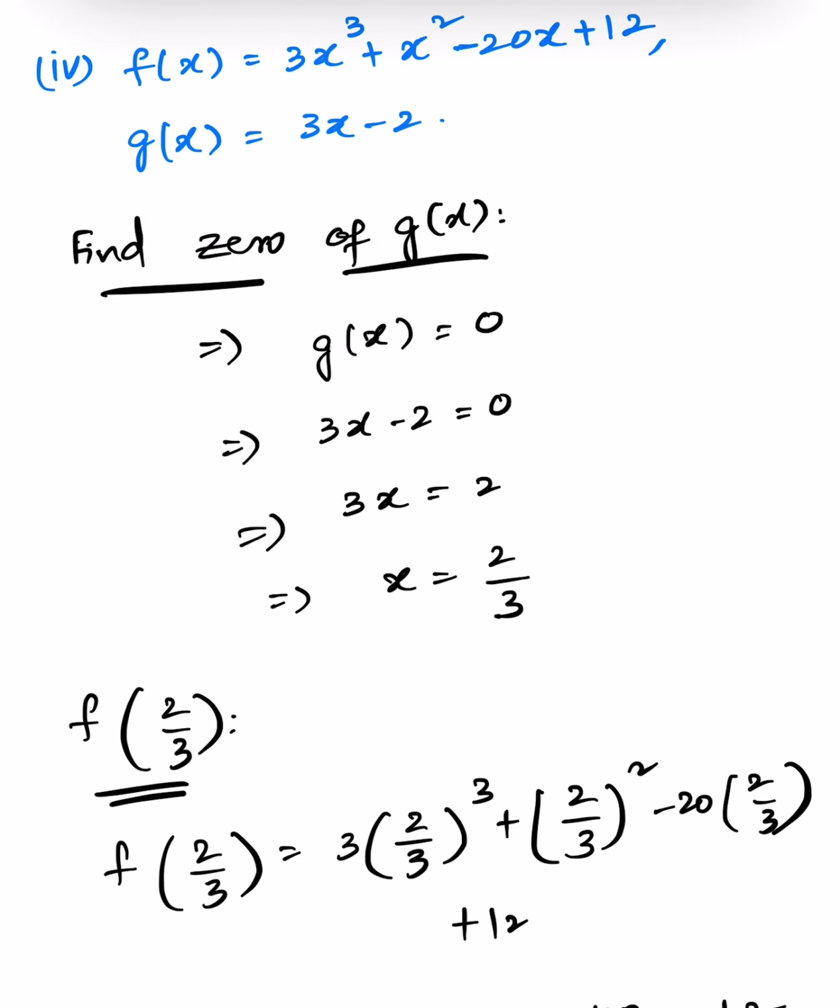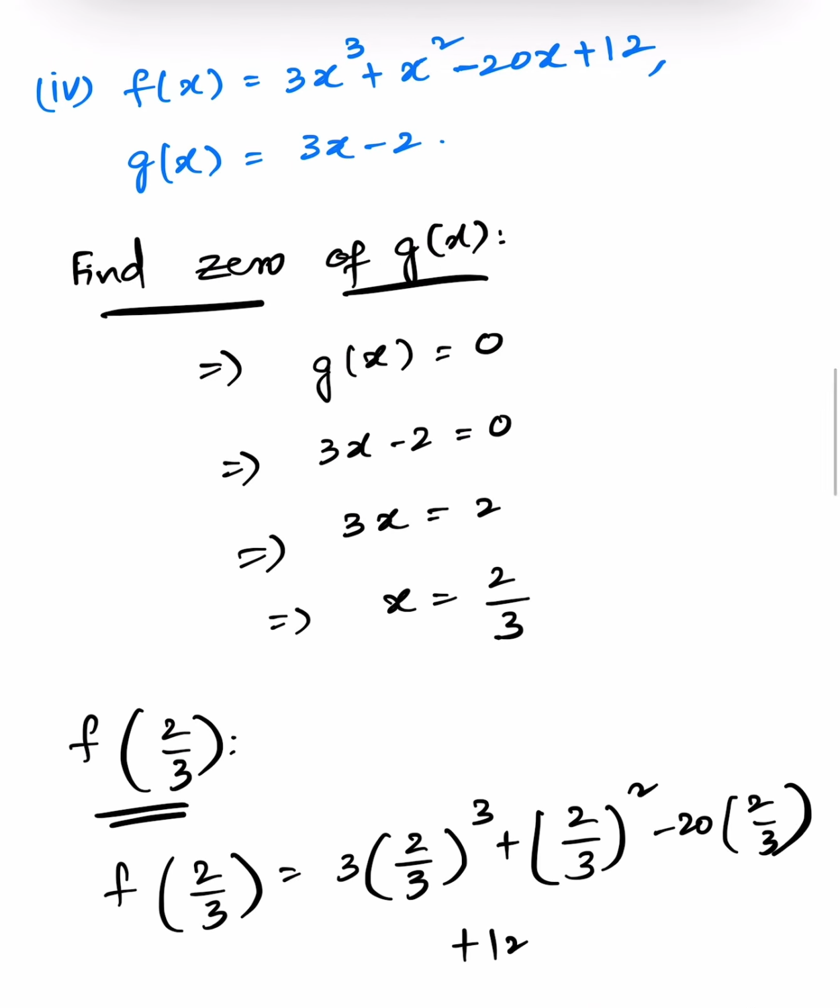f of x equal to 3x cube plus x square minus 20x plus 12. g of x equal to 3x minus 2. So again find the 0 of g of x. g of x equal to 0. That means 3x minus 2 equal to 0, 3x equal to 2, x equal to 2 by 3. This is the 0 of g of x.